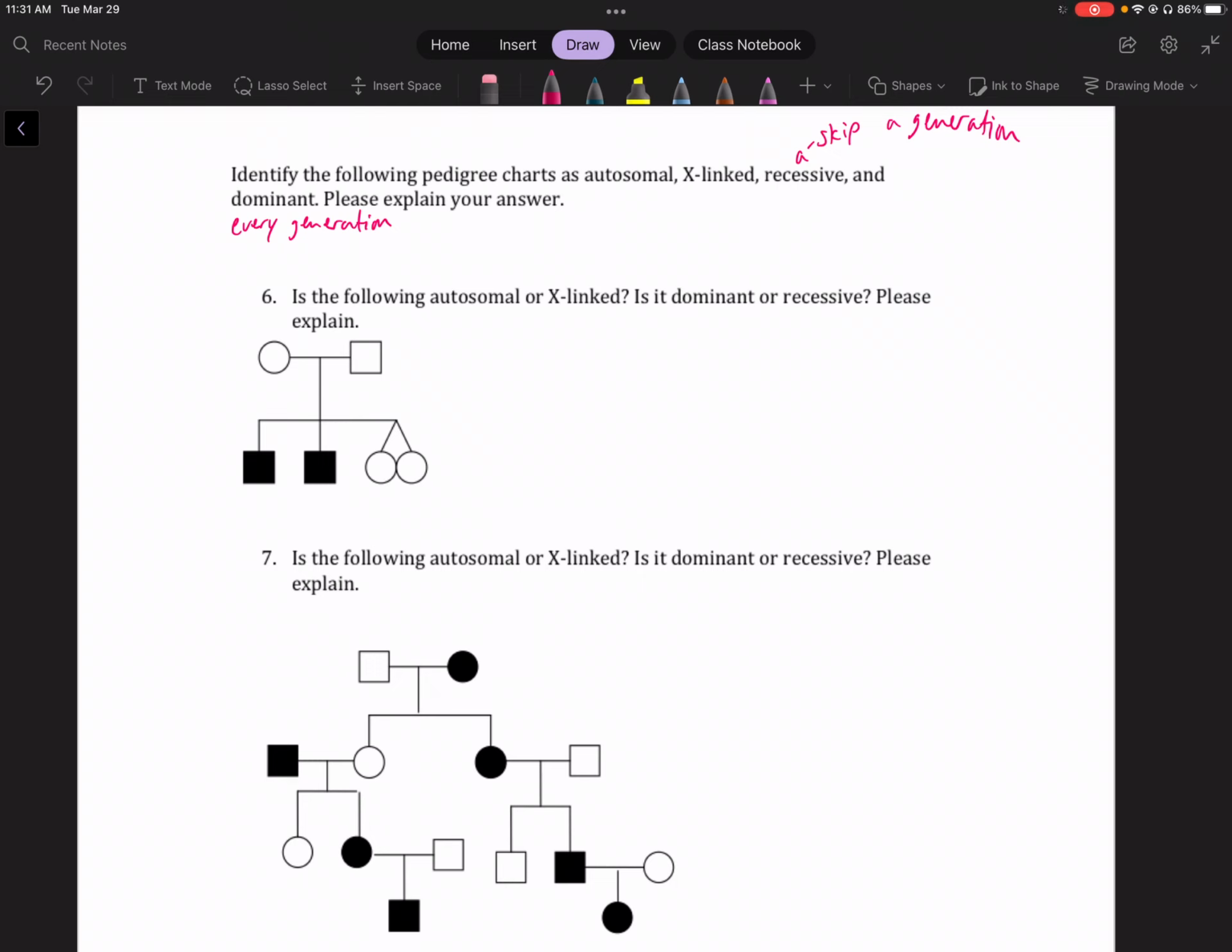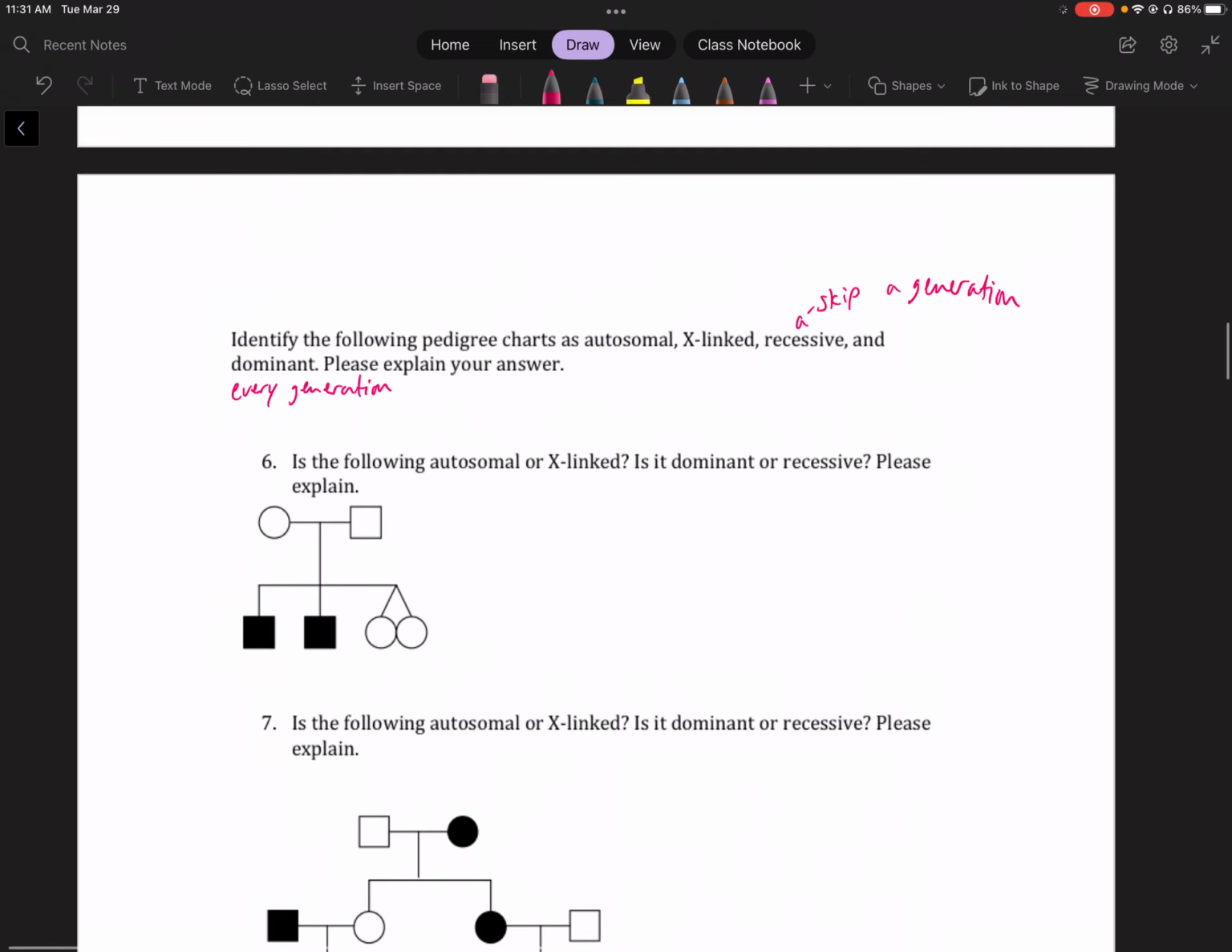So we have those. Now we're going to look at autosomal and X-linked. There's a couple of look-fors, and they don't always do it 100%. First off, X-linked is not going to be dominant. The other thing is that there are going to be more males than females, usually 2 times the number of males than females.